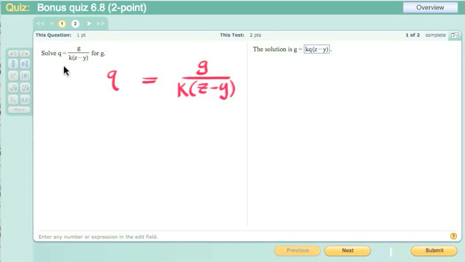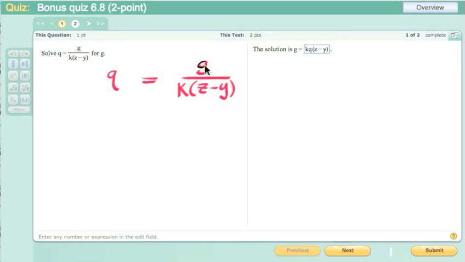Well, good morning, everyone. As you can see, it's the bonus quiz for 6.8. Two questions, 2 points, and that's good because the section itself divides itself into two prominent themes. The first part of the section deals with formulas and solving those formulas for particular variables. And so that's what my problem 1 here is. They're asking us to solve this here for g.